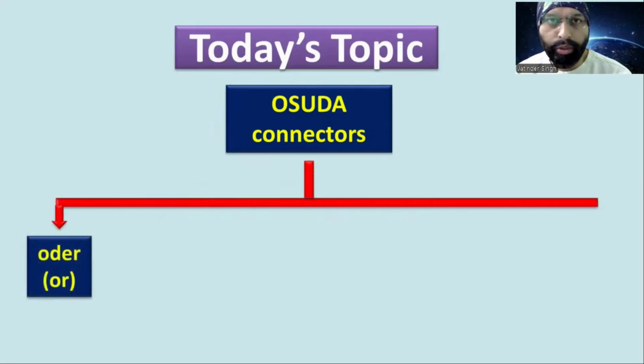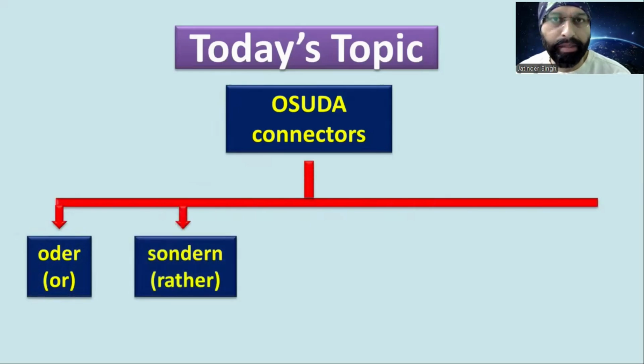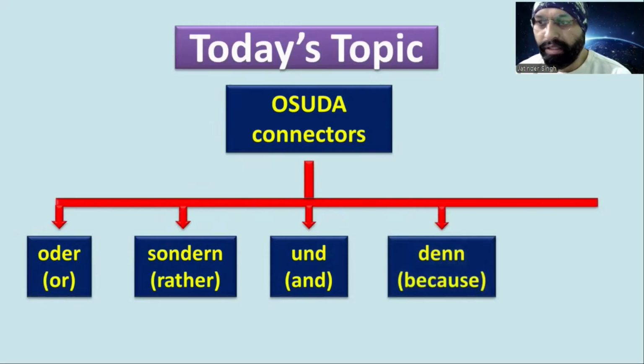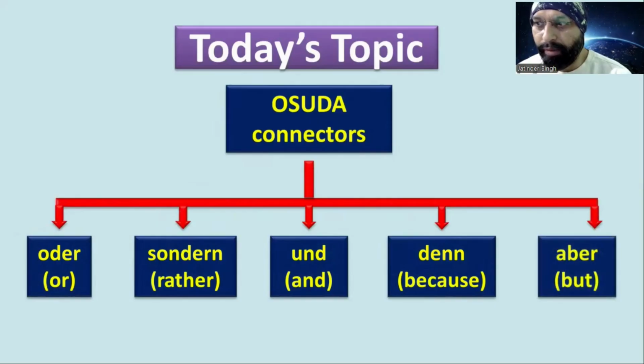The first one is oder, it means or. The second one is sondern, it means rather. The third OSUDA connector is und, it means and in English. The fourth one is denn, it means because. And the last one we will learn about is aber, it means but. If you see the first alphabet of these conjunctions, it spells OSUDA.